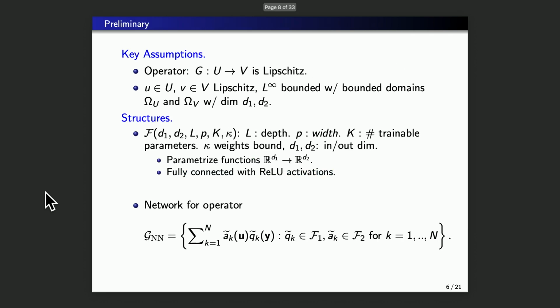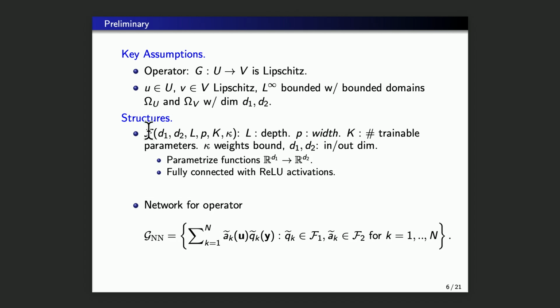Okay, so here are our assumptions. Firstly, for the operator, we will just assume the operator is Lipschitz. And then for the input and output function spaces, U and V, we will also assume they are Lipschitz and bounded, with some bounded domain. Okay, so now we can construct the structures.